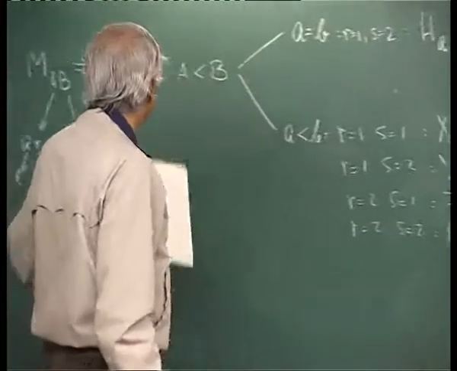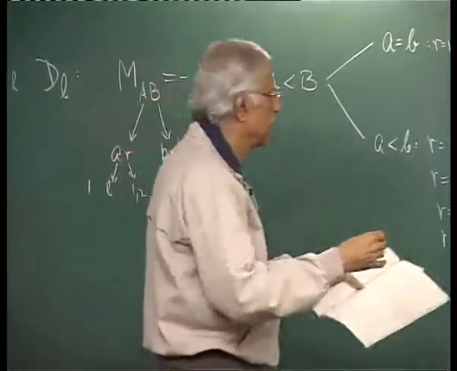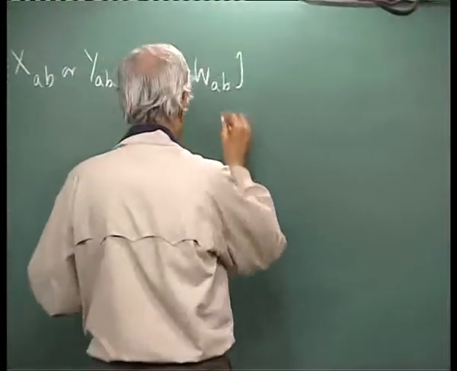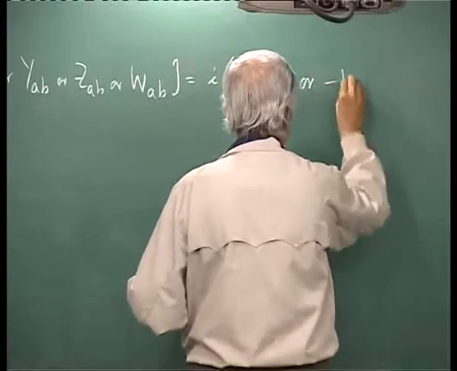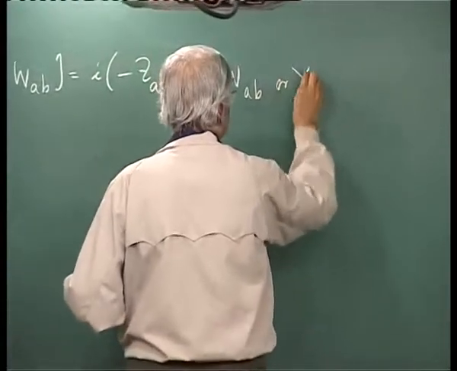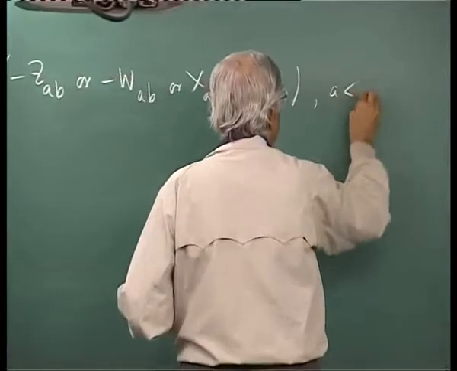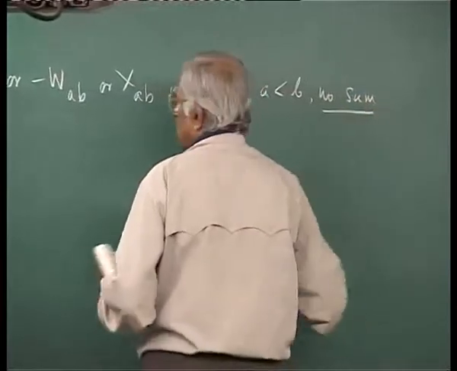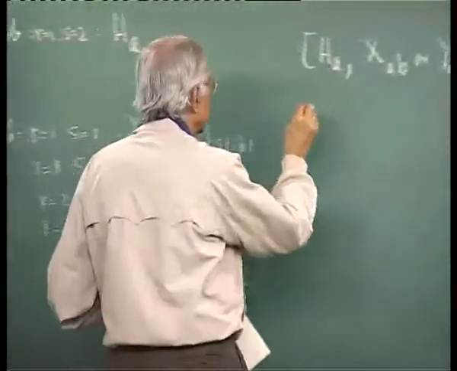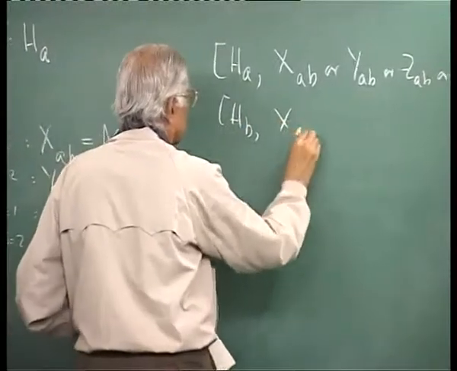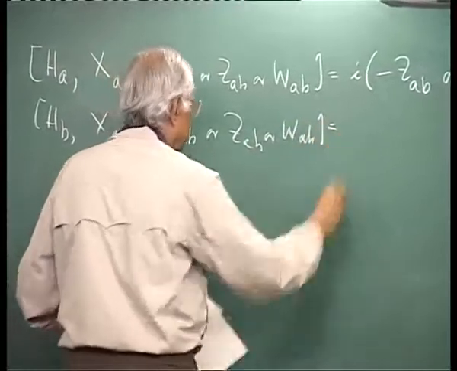You can take for the first M in the commutation relation one of the diagonal, the Cartan ones, and the second non-Cartan, and then this is equal to, this is actually very simple. It is understood a is less than b, and no summation over the index a which appears more than once. So this suspends the summation convention. Similarly, with H_b, you have the results.